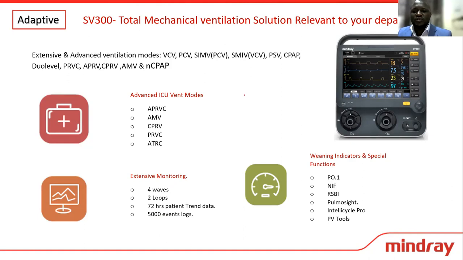And in terms of the weaning indicators, we are able to provide occlusion pressure, negative inspiratory force, the RSBI, and in terms of the special functions also we have the PulmoSight, IntelliCycle Pro, and the PV tools, and I'll talk about this as we proceed.